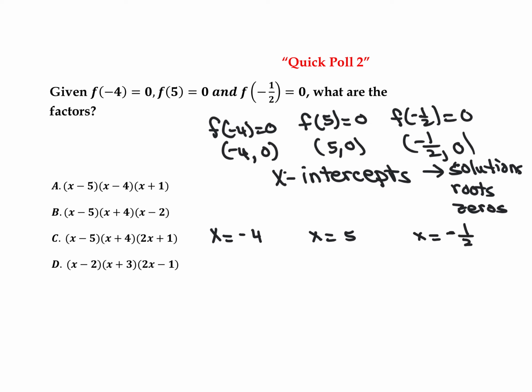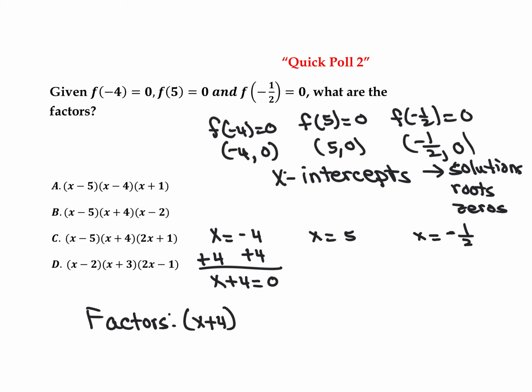To get the factors of this particular problem, we're going to work backwards. We are going to make each of these equal 0. So that means I'm going to add 4, and I get x plus 4 is equal to 0. So one of my factors is going to be x plus 4. I do the same thing on the second one. I'm going to subtract 5, and I get x minus 5 is equal to 0. So a second factor is x minus 5.